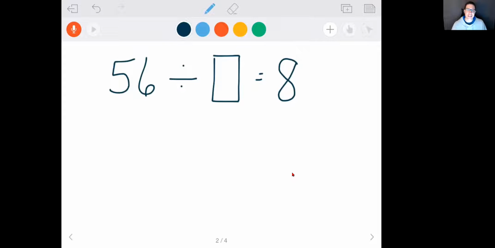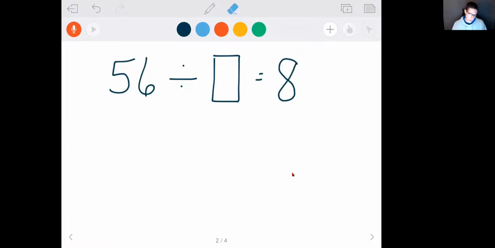We've got 56 divided by n equals 8. 56 divided by n, or blank, equals 8. Well, here we are with our 8s again. So you could go back and look at the 8s you already started counting by. Also, if you know, you could use a multiplication fact. You could be thinking in your mind, 8 times what equals 56?